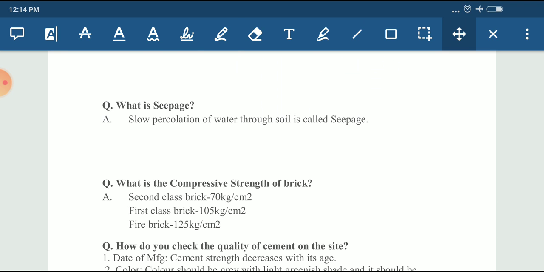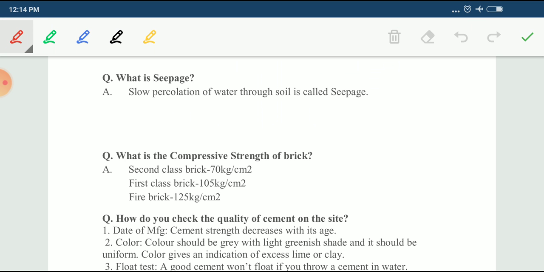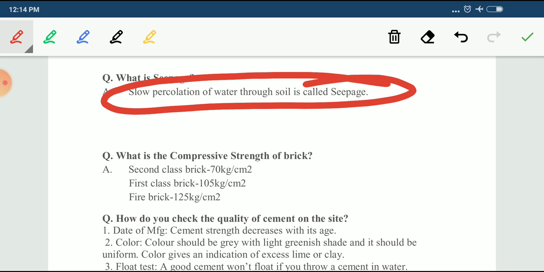What is seepage? Slow percolation of water through a soil is called seepage.